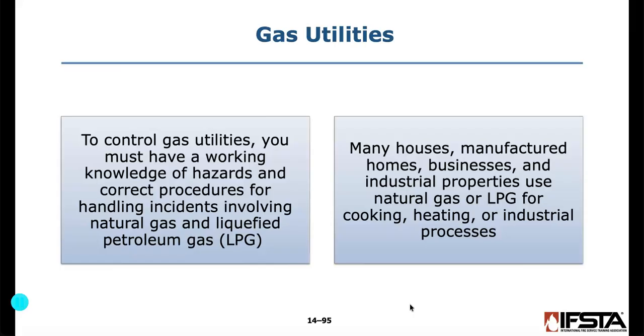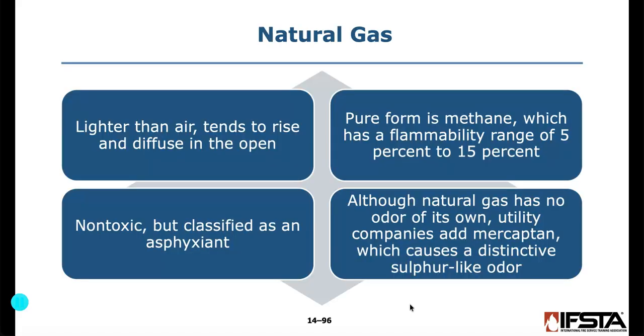Again, we have our natural gas that comes in through the meter from the gas company, or you could have a tank that has some kind of gas in there, propane, LPG, natural gas, that pressurized tank that feeds the occupancy. All right. Natural gas is lighter than air, so it's going to rise and diffuse in the open. So it's not too bad, right?